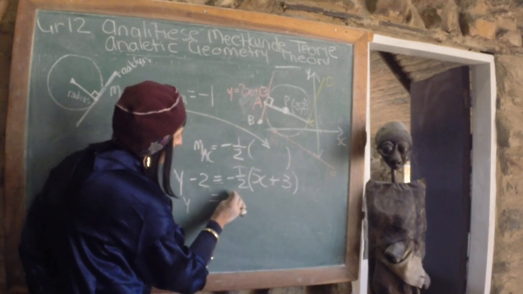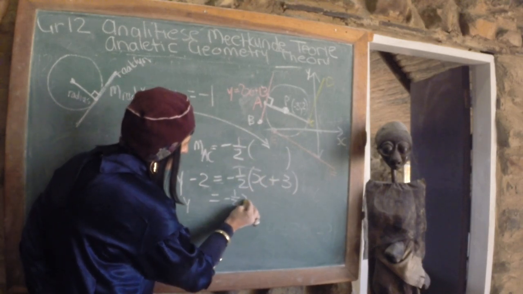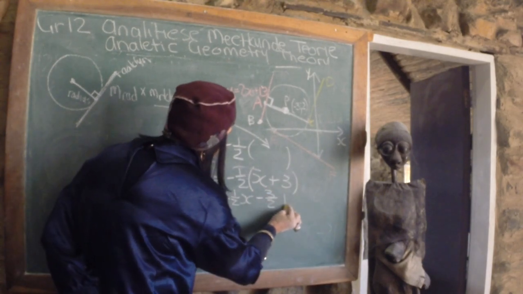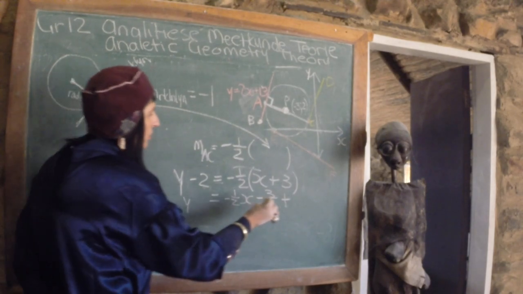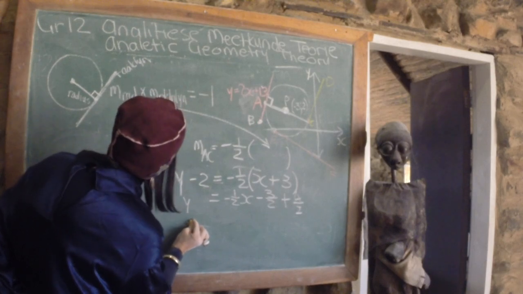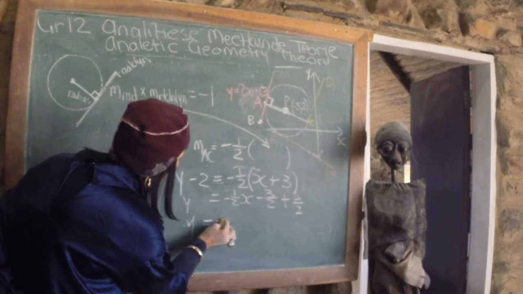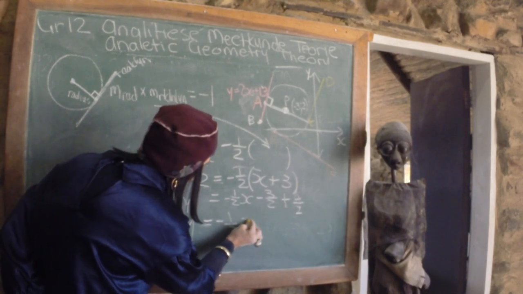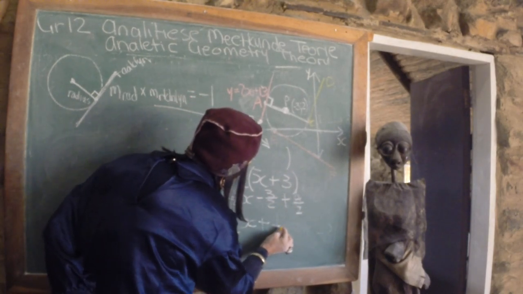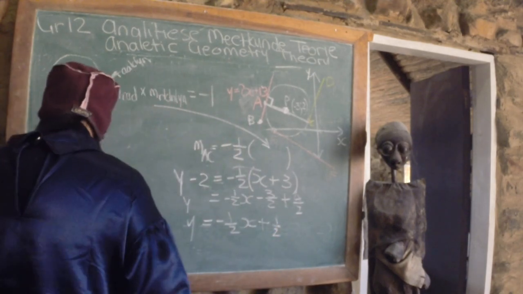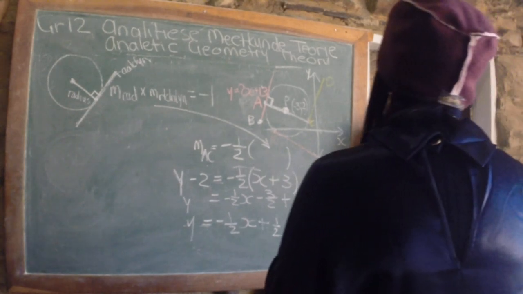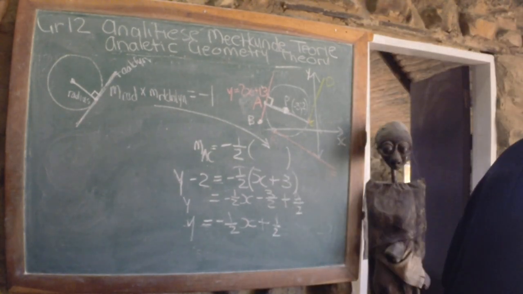Dan sê minus 'n half x minus 3 op 2. Take this 2 to the other side of the equals 2, dan word dit plus 2, so ek kan sê plus 4 op 2. And the equation of AC gaan wees minus 'n half x plus 'n half. Okay, volgende vraag.